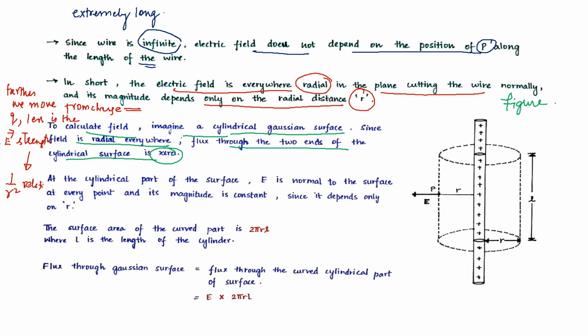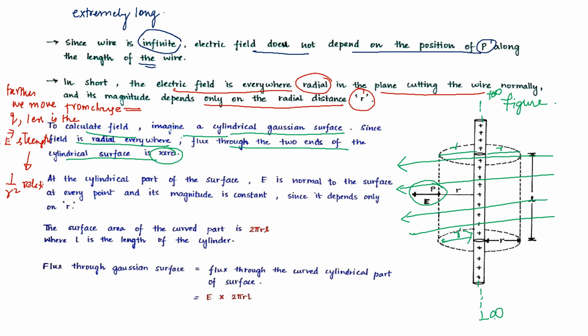This is the direction of our wire. The wire is in this direction, here plus infinity and here minus infinity. Now this distance is r, this distance is r, here also and here also. The electric field direction is this. Electric field lines are moving from here to here. See, this is the direction of the electric field.